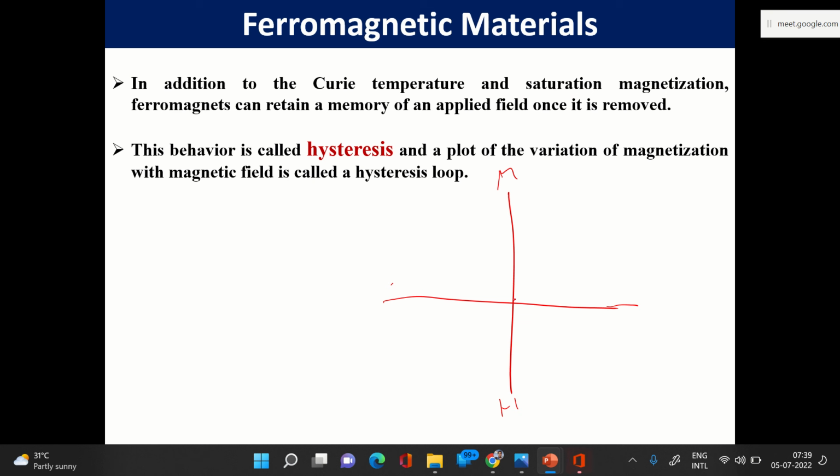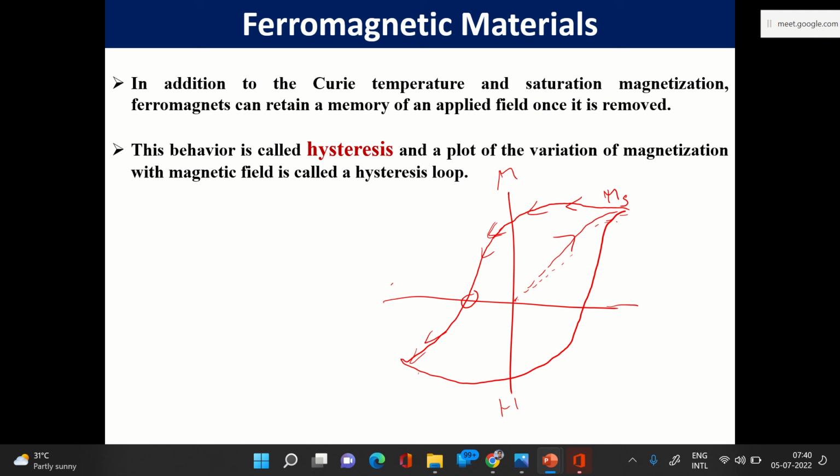I told you that if you start, you will get like this, and then if you retrace the path, it will go like this. Something like this will appear. So this is the MS value, and this was the initial path that you had taken. Then you reverse the direction of the magnetic field, it goes to the maximum in the negative direction, and becomes zero here. So this kind of curve that you get is the hysteresis.